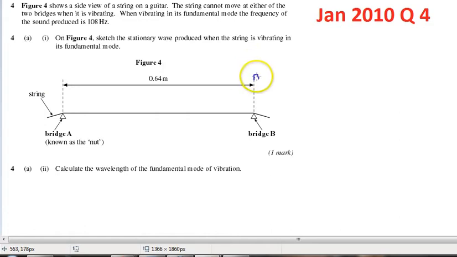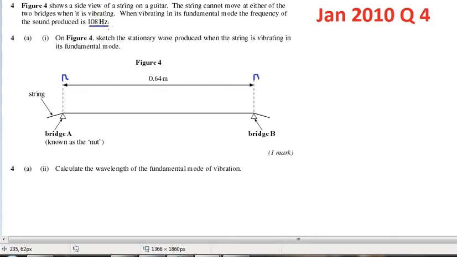node, a point of no displacement. So I'm going to jot that in now before I do anything else. And then I'm told that when it's vibrating in its fundamental mode, so the lowest possible frequency at which you can get an integer number of half waves on that string, it has a frequency of 108 Hertz. Now that has been given to us because we're almost certainly going to have to use it later, so I'm going to underline that, ready to use later on.